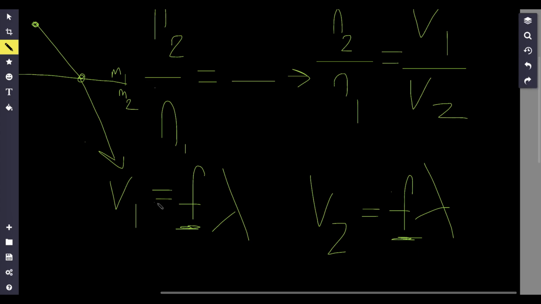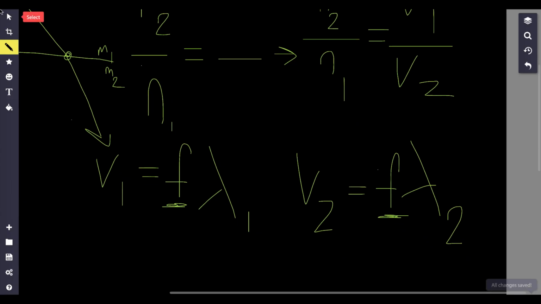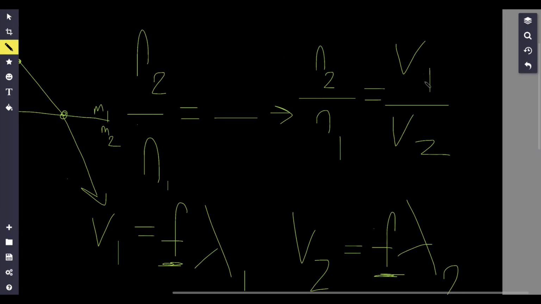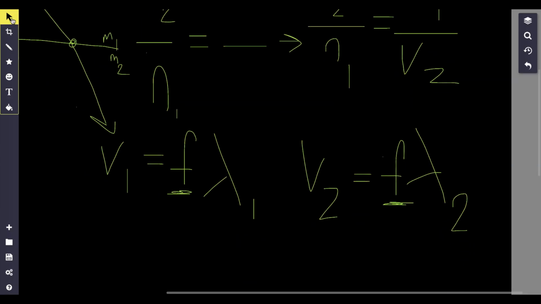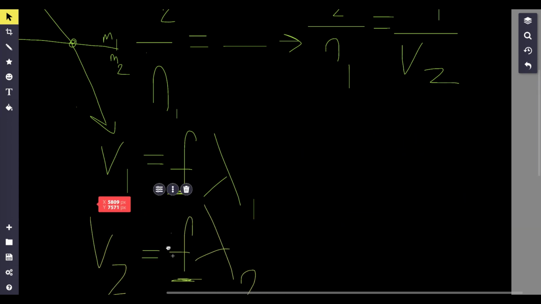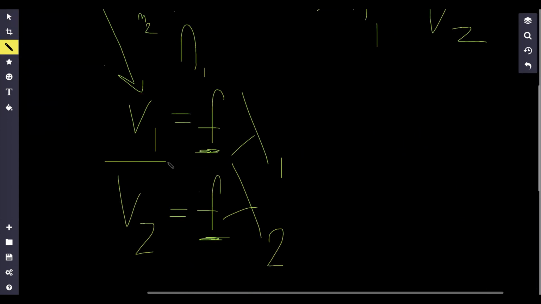So the frequencies are equal to each other, but let's call this wavelength 1 and this wavelength 2. So imagine, once again, I see this v1 divided by v2, so what I'm going to do here is divide v1 by v2 on everything, right? That's just what I'm going to do. I know that from going from one material to the other material, the frequencies are going to be the same.